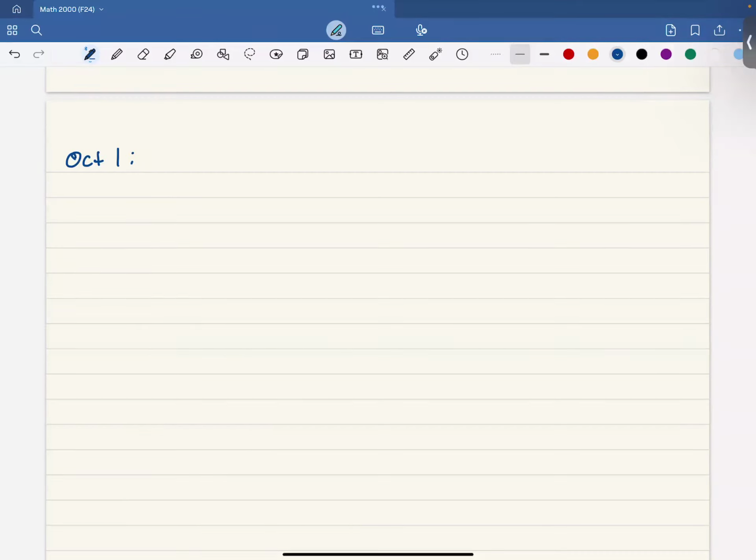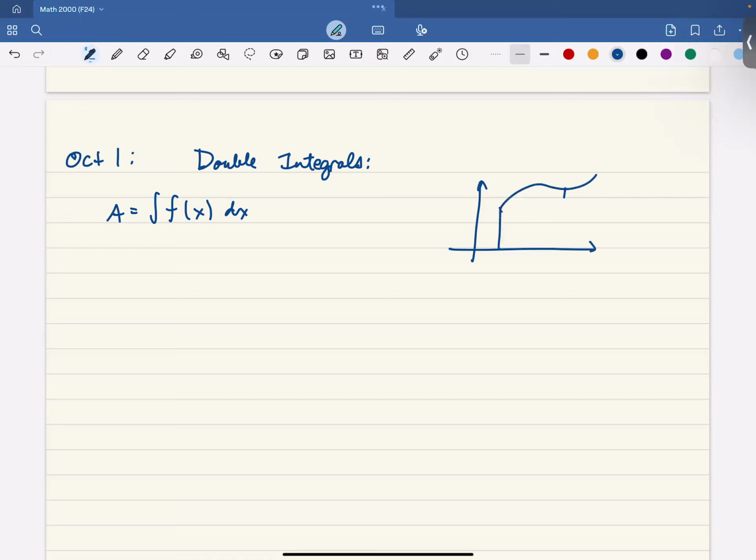So what we were going to do today in section 15.1 in class was start talking about double integrals. Double integrals are going to be basically the analog of, in Calc 1 and Calc 2, the single integrals, which we use to evaluate area underneath the curve. So if I have a function that's positive, say from A to B, we know how to set that up. We've seen this story before.